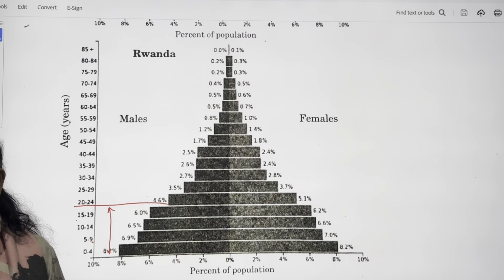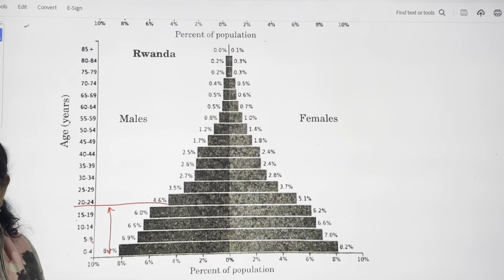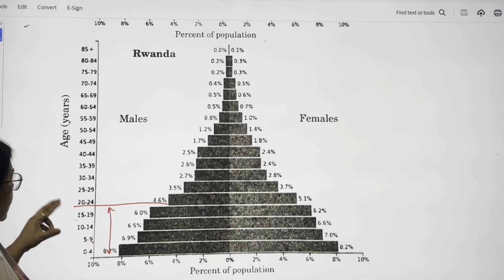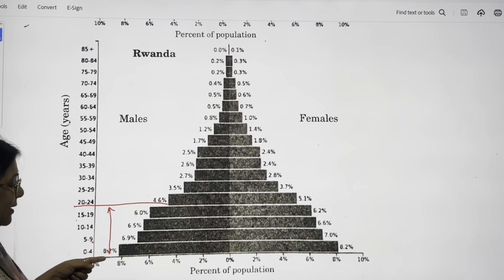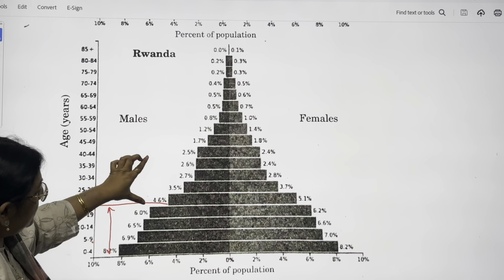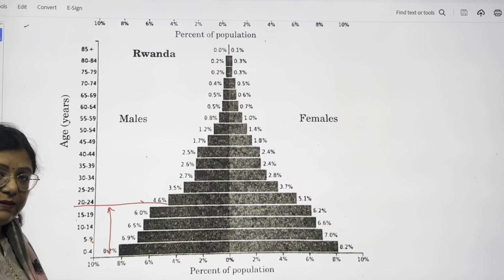The A part here is what can be inferred from the very broad base of Rwanda's age pyramid? Support your answer with the data provided in the figure. Reason for this is that the males and females in the pre-reproductive category is more than the present condition of reproductive age. So this is the reason.